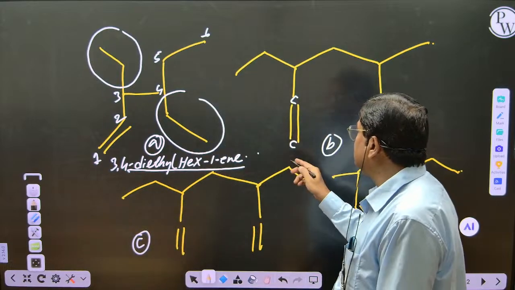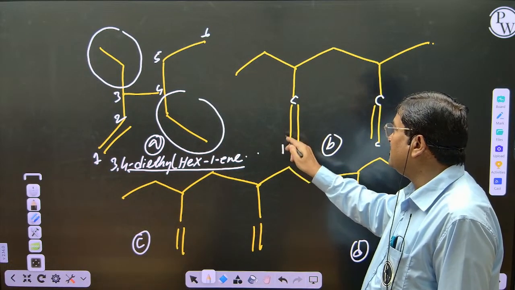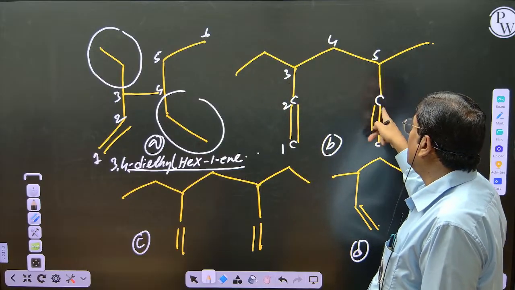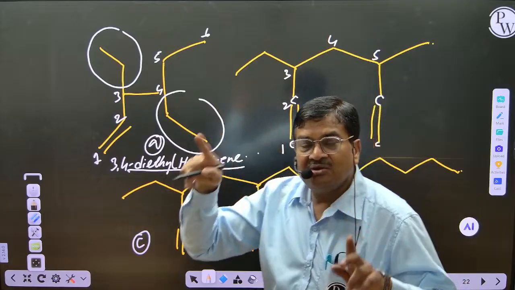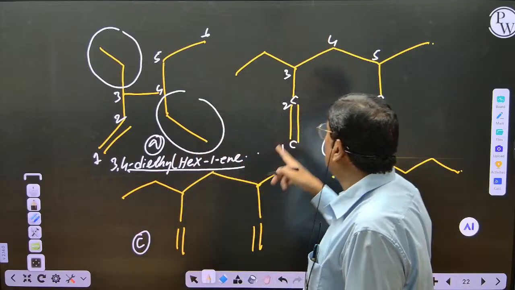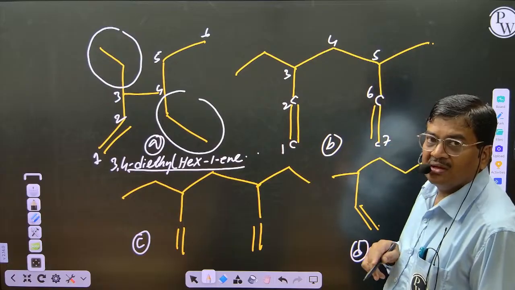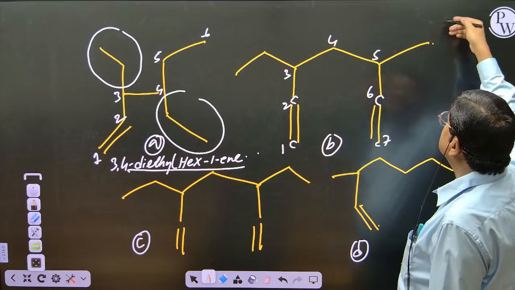So generally, students, if you start numbering from here, 1, 2, 3, 4, 5, you cannot neglect the double bond. The double bond should be included in the parent chain. So I am going down, 6 to 7.